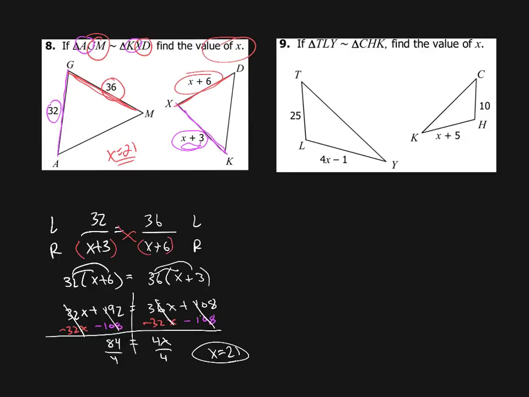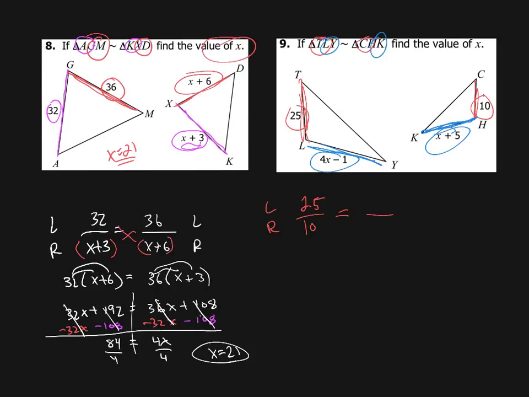So as we move into number 9, and this is going to be our final practice, I'm looking at 25 is TL. TL is my first two letters. CH are my first two letters over here. That's 10. So 25 matches up to 10. As, and we're working from left to right, as 4x minus 1, that's LY. That's my last two letters. Last two letters over here are KH. So that's x plus 5.